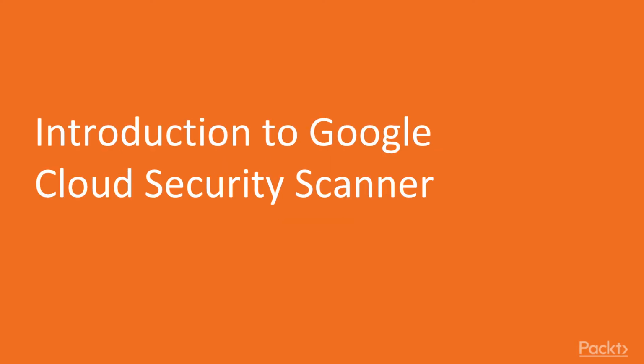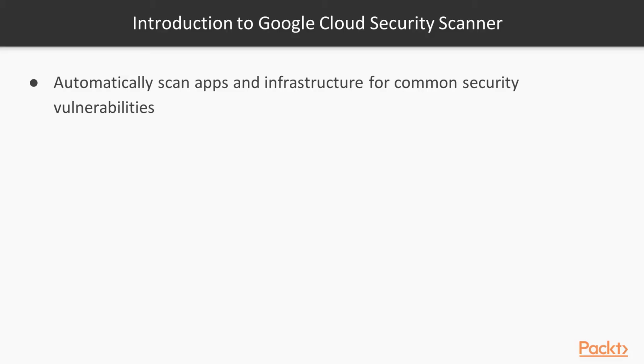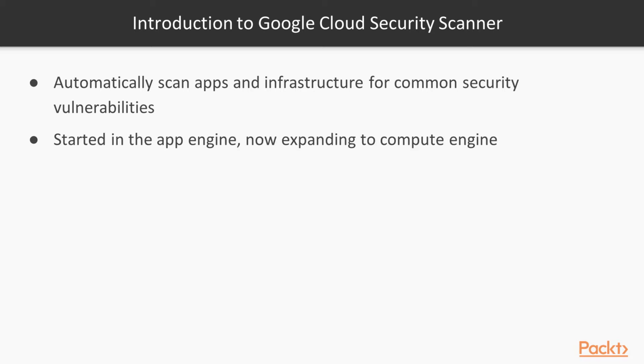In this first video, I want to give you an introduction to Google Cloud Security Scanner, which is a neat little product that Google Cloud offers. It automatically scans your apps and infrastructure for common security vulnerabilities. It started as a product for the App Engine and now is expanding to the Compute Engine. At the time of this recording, it's only working with those two products. However, it is in heavy development, and I expect it to be working with all the infrastructure products soon.